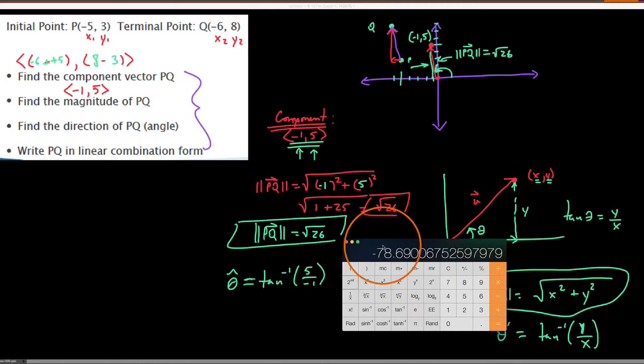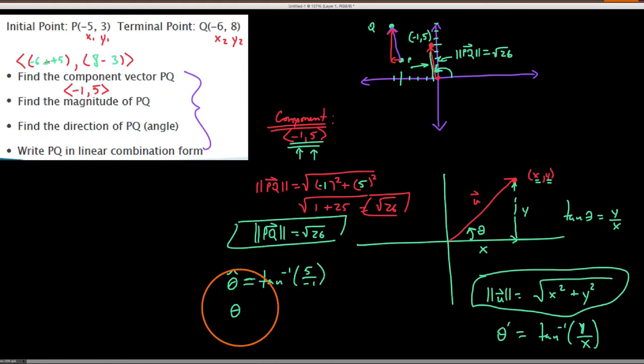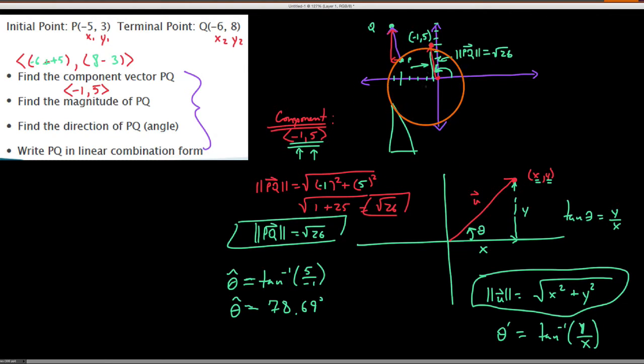We get -78.69 degrees. Now, one thing I want to bring up is that we said it's a reference angle, and those are always positive. So technically, we should call this 78.69 degrees. But you have to draw a picture of this, because if I zoom in a little bit, here's our triangle that you're seeing right here. You're finding this angle right here, this 78.69. That's what that is.